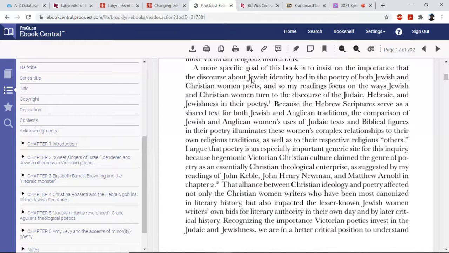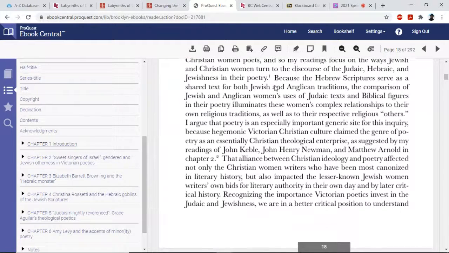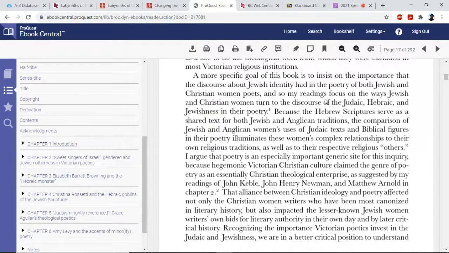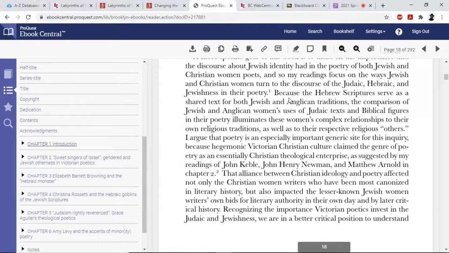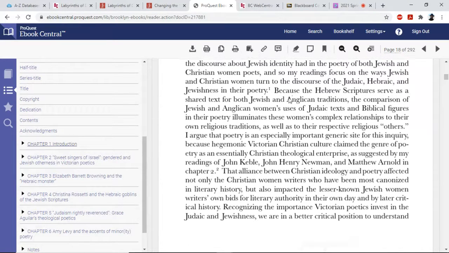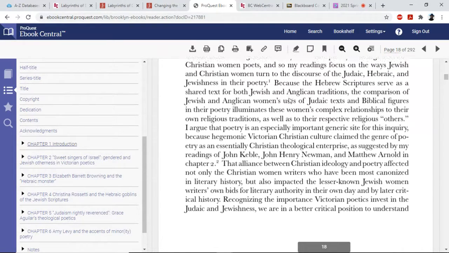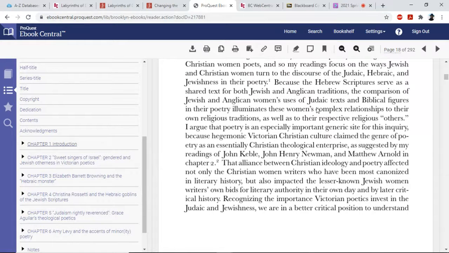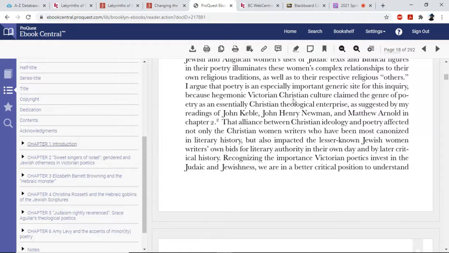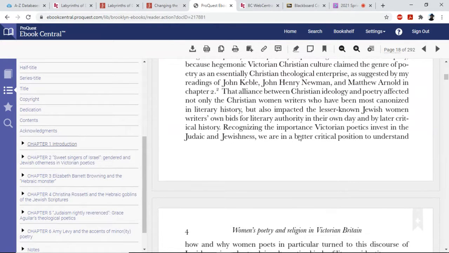Oh, and we see here it's speaking to Jewish identity, Jewish traditions. Rossetti is Christian, so we may not be entirely sure where it's going, but we know that this is somehow speaking across regions and how poetry crosses religious boundaries, perhaps in the Victorian era, right?